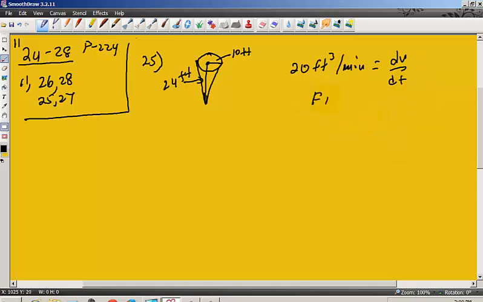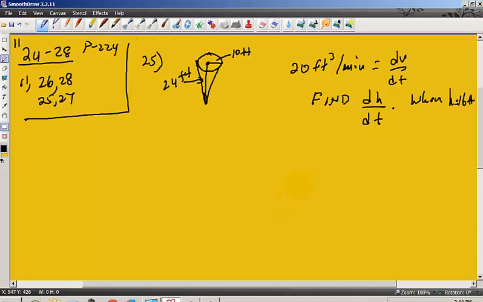How fast is the depth of the water changing? It means they want me to find dH. We'll call h the height or depth. I don't want to use d for depth because then it'll be dd dt. It's a little confusing. So find dH dt. Go. Okay, when height is equal to 16 feet.